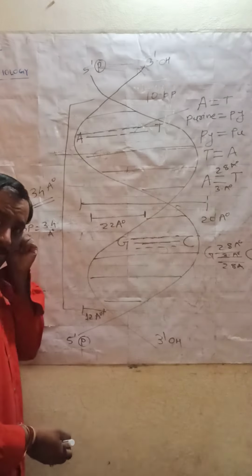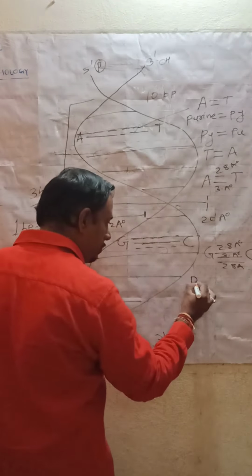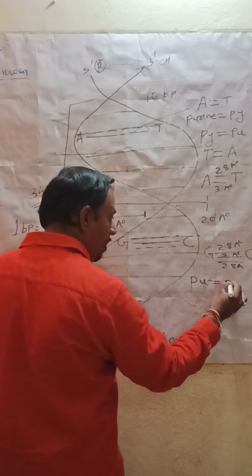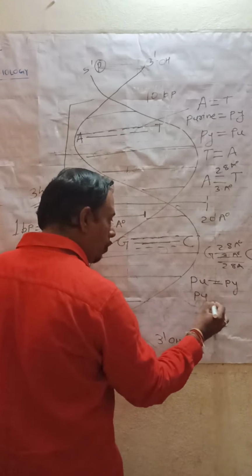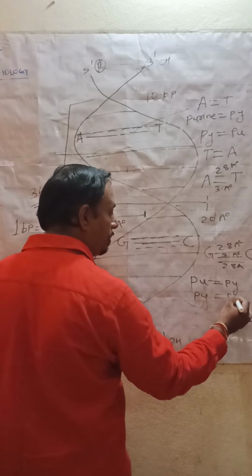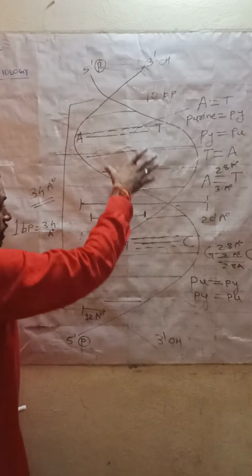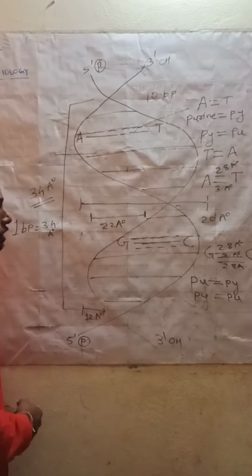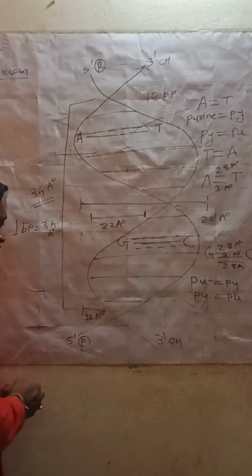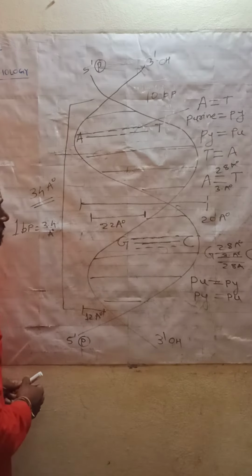The pairing present in DNA is always purine to pyrimidine or pyrimidine to purine. There is no purine to purine or pyrimidine to pyrimidine pairing, because it would distort the double helix structure of DNA. So let's see about the nitrogenous bases now. How do the nitrogenous bases work?